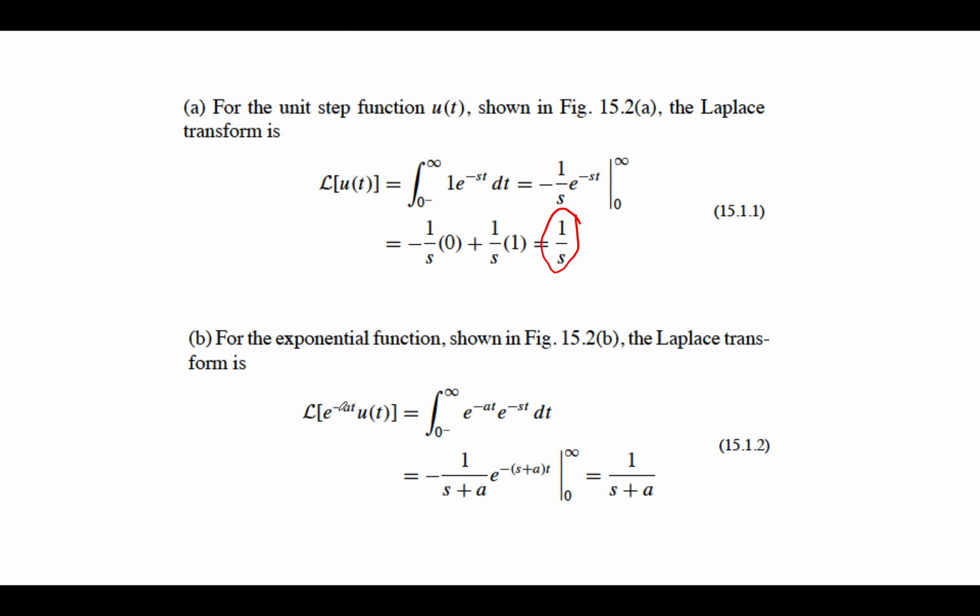Next is e to the minus at u of t. If we transform that, we come up with the following form, 1 over s plus a, which says that if in the Laplace domain your F of s is of this form, 1 over s plus a, when you inverse transform it, that's going to be a step function, but it's going to be multiplied by e to the minus at. So that's what gives us this form in the Laplace domain.